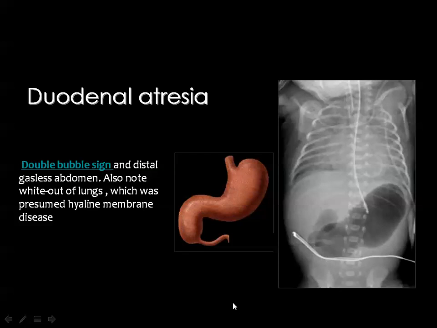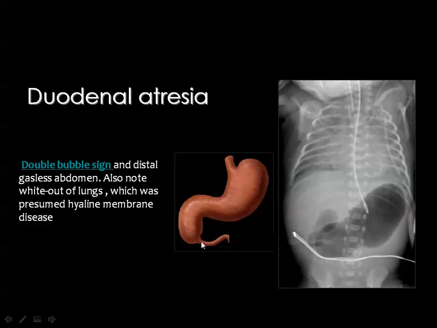Then duodenal atresia, meaning that the distal part of the duodenum is atretic. You can see air in the stomach and air in the proximal part of the duodenum, and this is known as the double bubble sign. You remember in pyloric atresia you see a single bubble sign in the stomach.